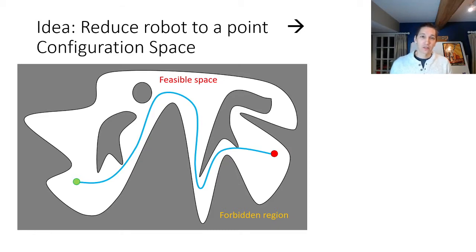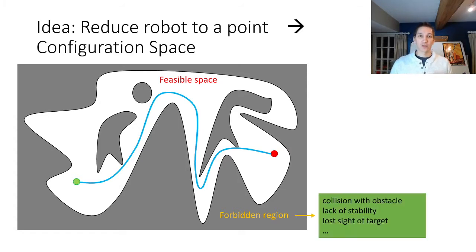The forbidden region can include various types of obstacles and constraints, including collision avoidance constraints, losing stability, etc. And the goal of the motion planner is to connect the start and the goal configurations with a collision-free path, i.e. one that does not exit the free space.